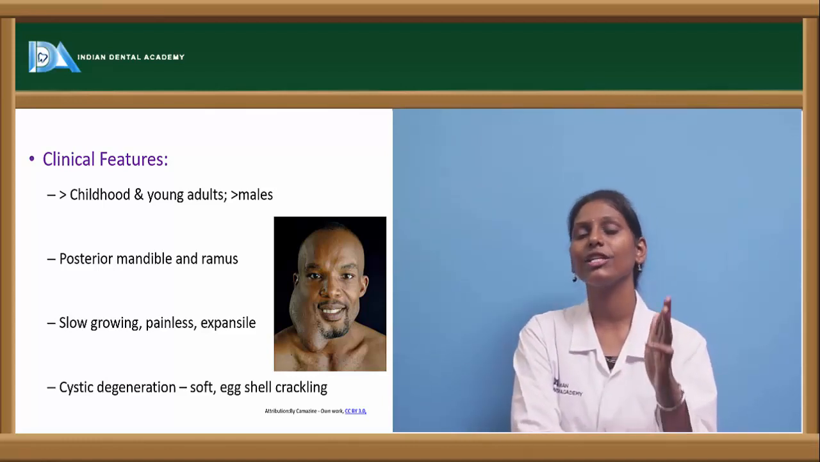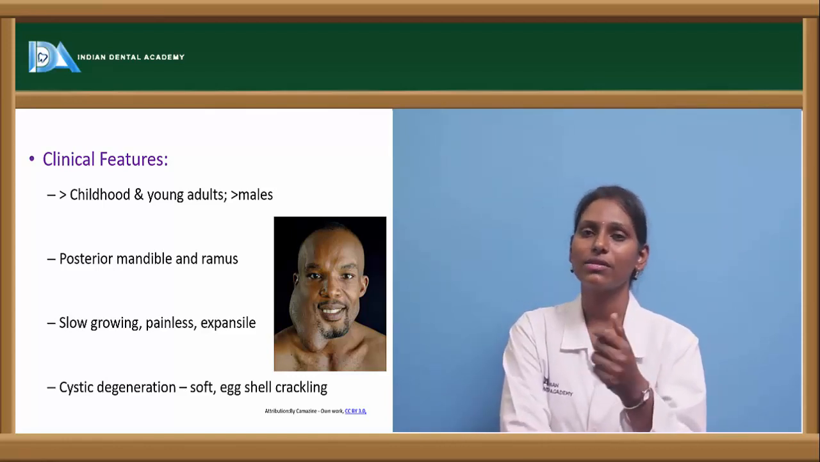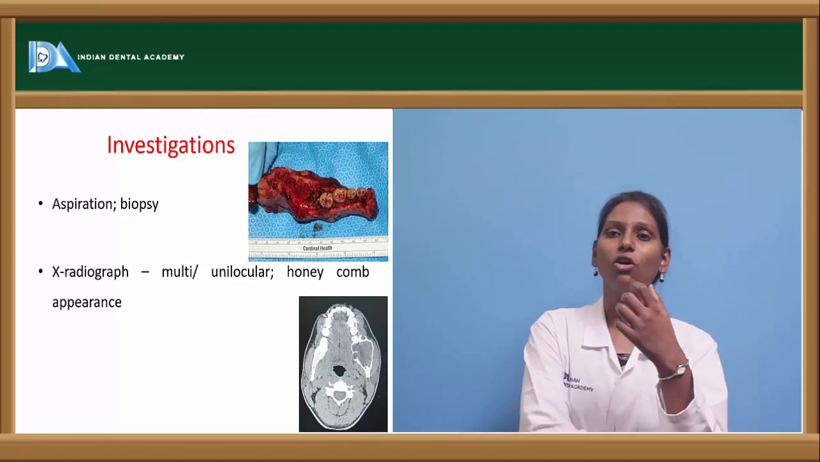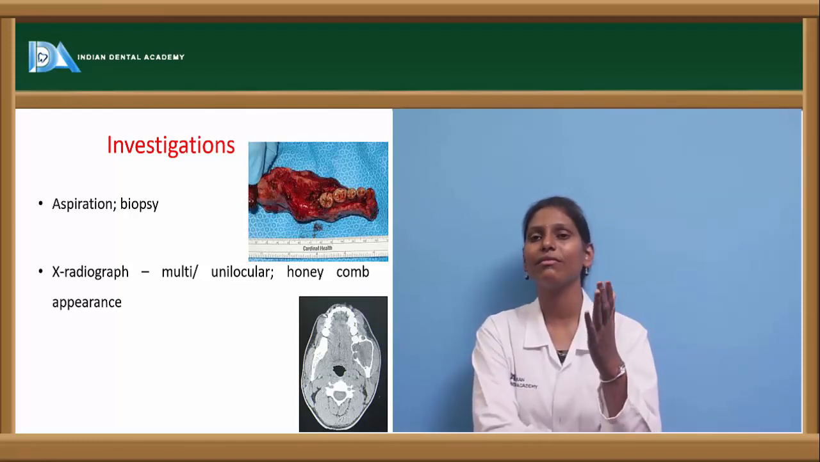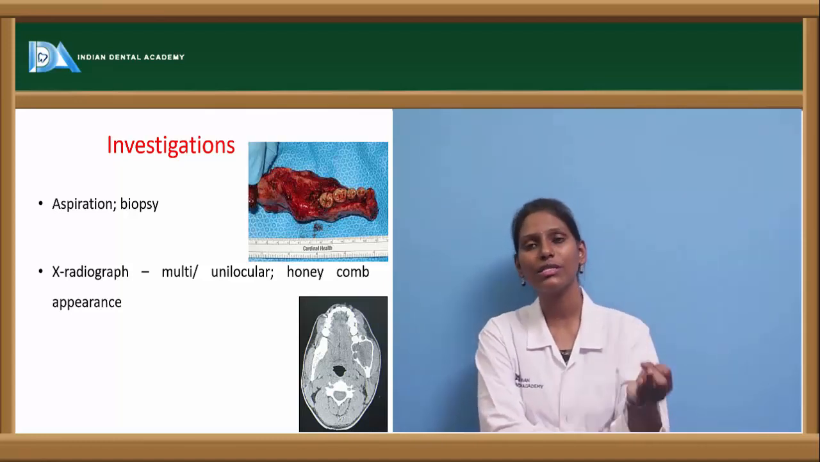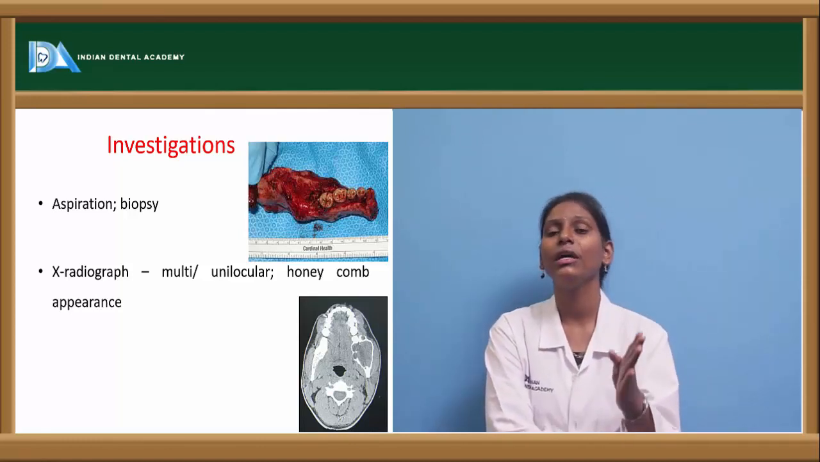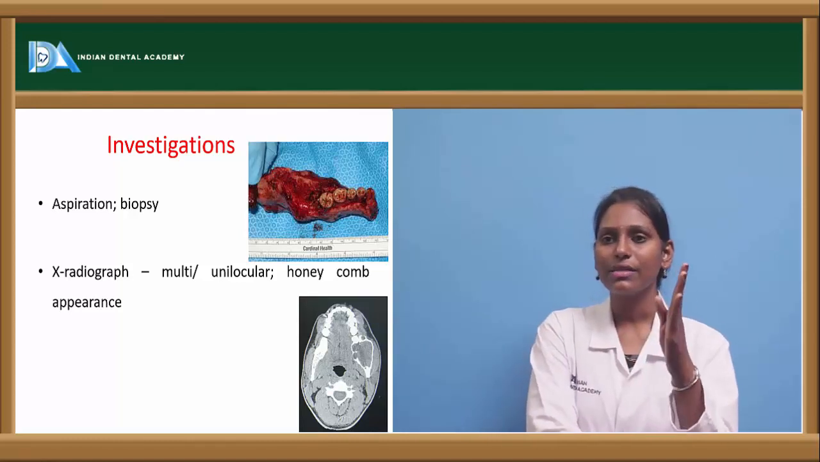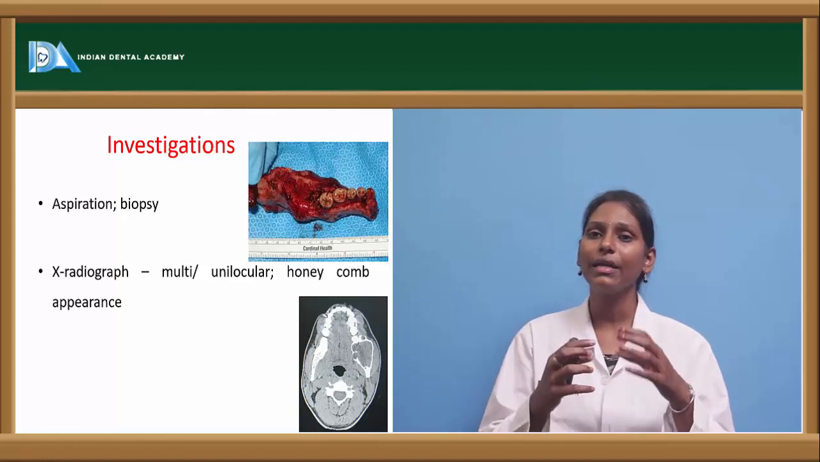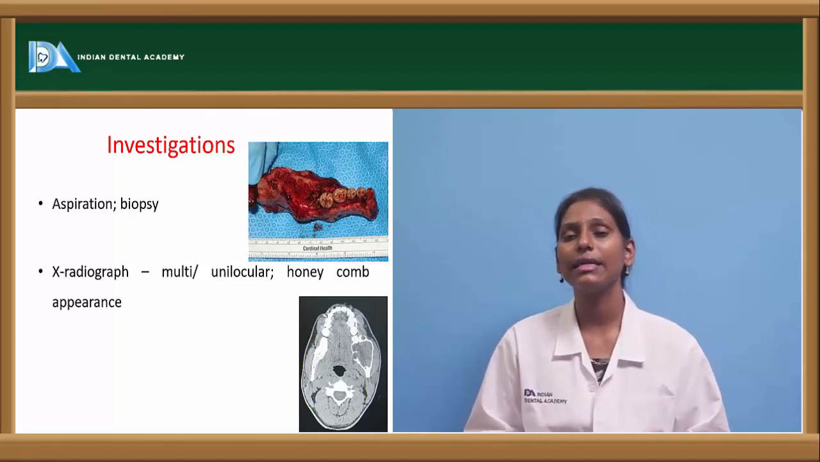If there is cystic degeneration, a clinical feature of soft eggshell crackling can be encountered in cases of cystic ameloblastoma. Coming to investigations, we can do an aspiration and a biopsy, and an X-ray will also help us. If it is multicystic, we can see multilocular; if it is unicystic, unilocular, osteolytic lesion, that is a radiolucent lesion. In the multilocular one, small locules are present, usually called honeycomb appearance, and in further time the locules increase in size, resulting in soap bubble appearance.